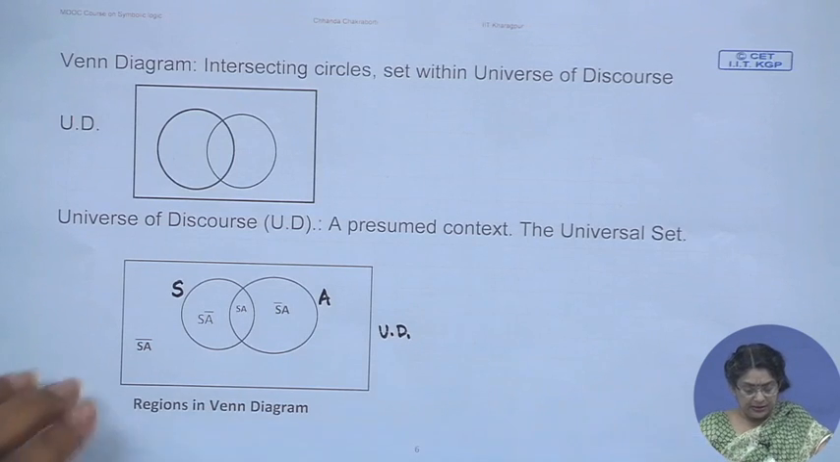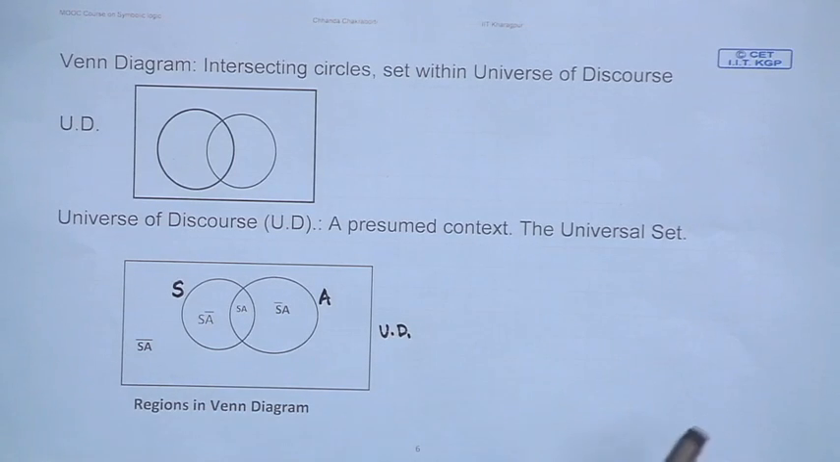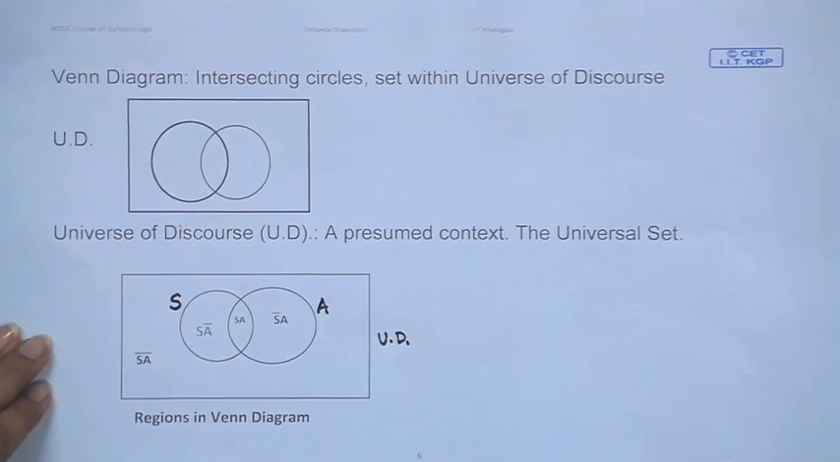So, this is how to read the Venn diagram regions when you are using two categories or two classes. Now, we are going to use this understanding of the Venn diagram and apply it to represent the four basic categorical propositions. So, get ready with a pencil or a pen and a paper.